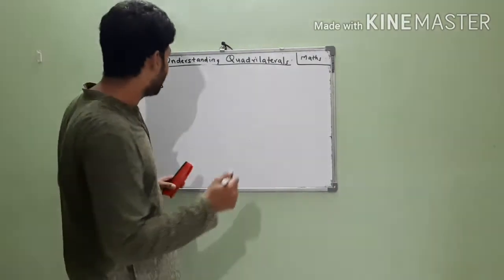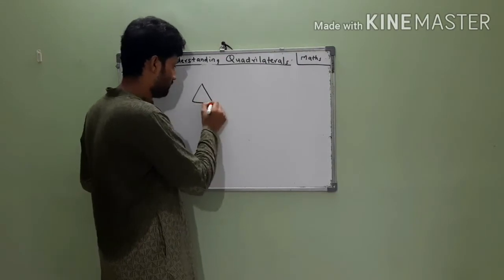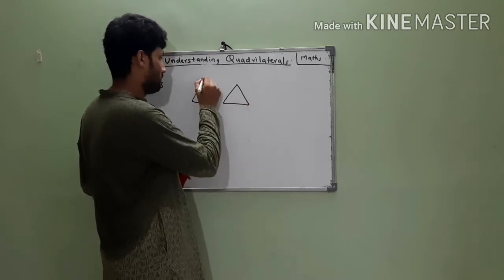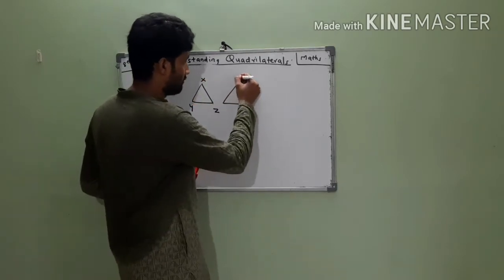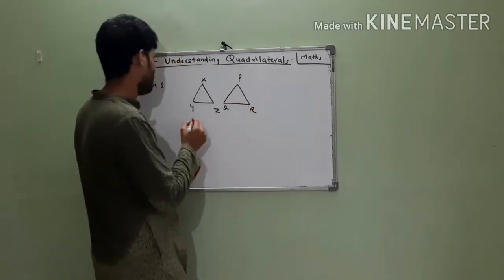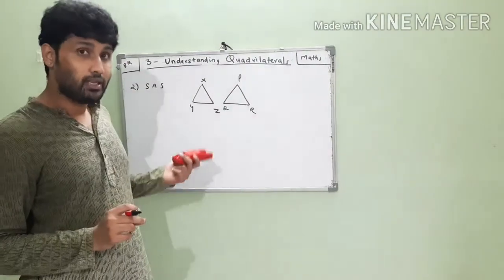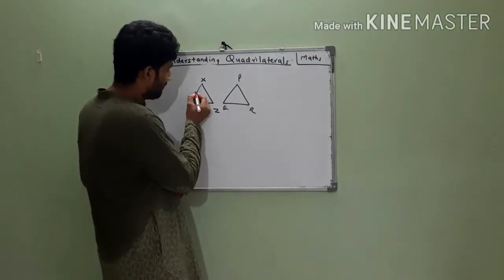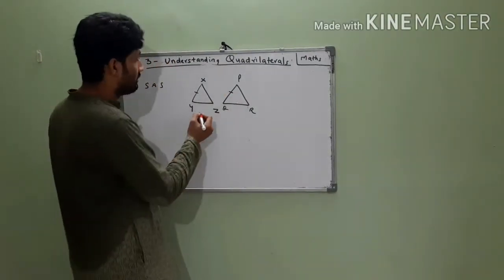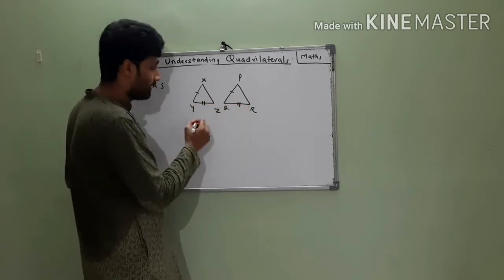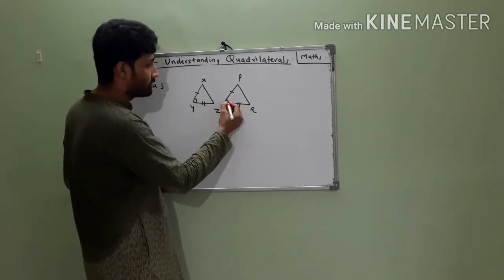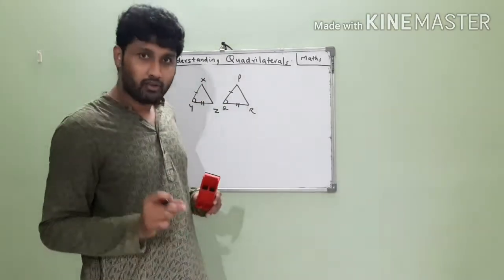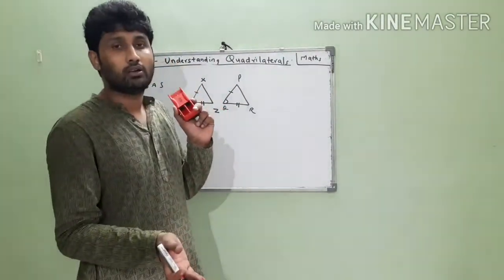Next is side angle side. So here we have to be given that two sides are equal and the included angle is equal, which means XY is equal to PQ, YZ is equal to QR, then angle Y has to be equal to angle Q. Two sides and included angle. By included angle we mean the angle which is between the two given sides.